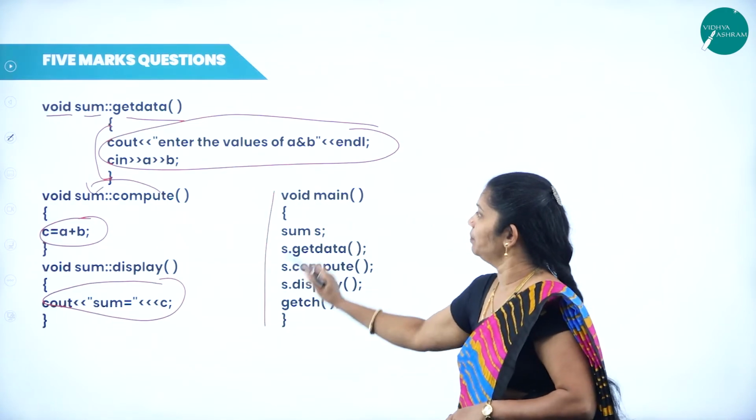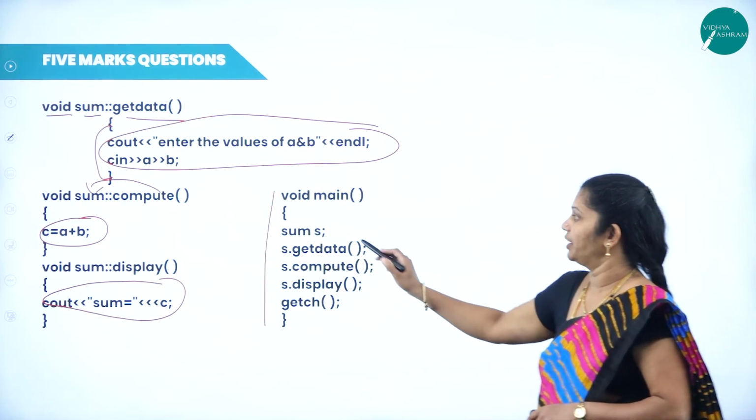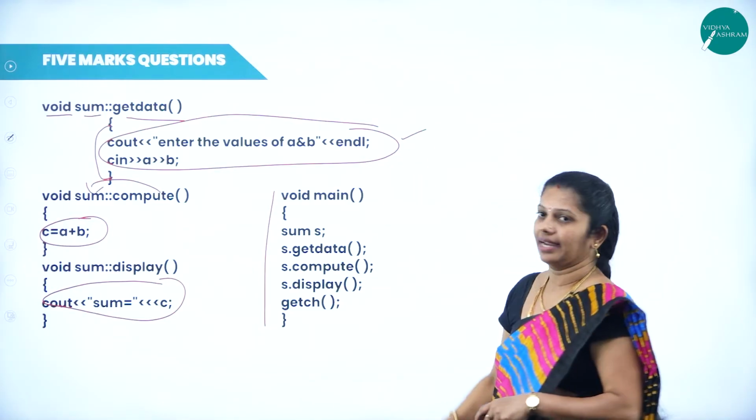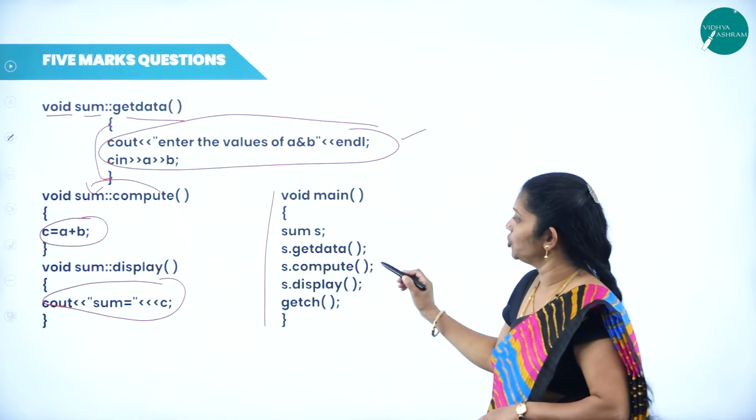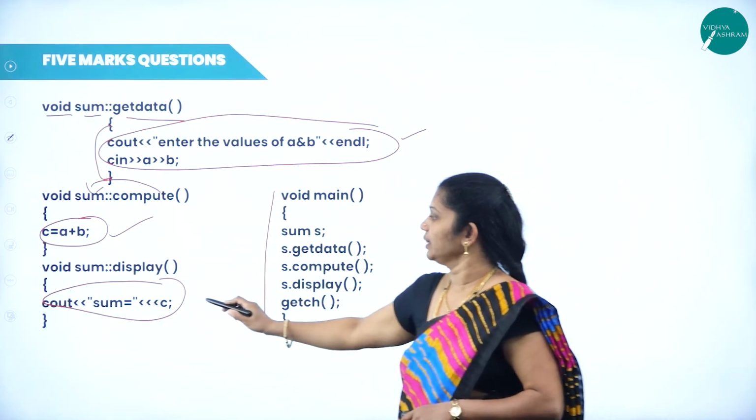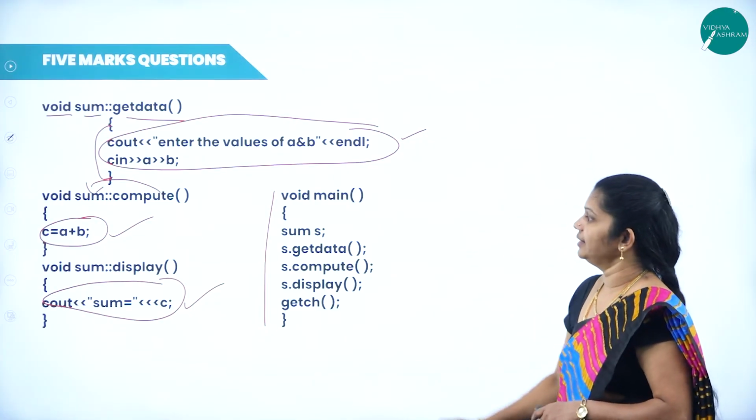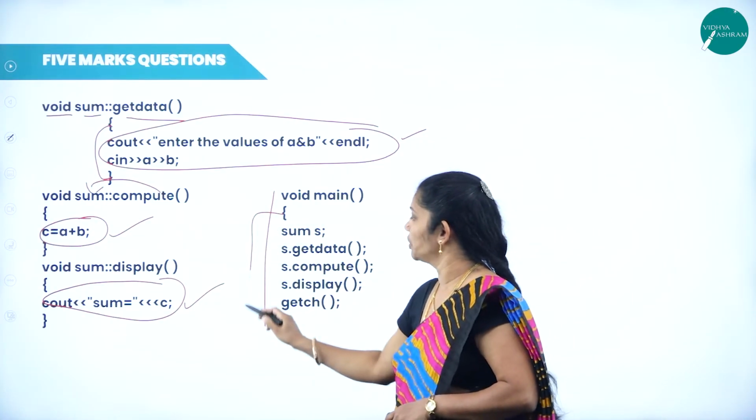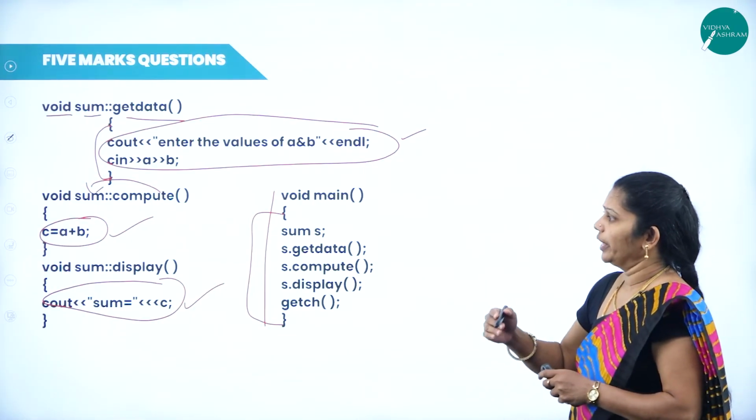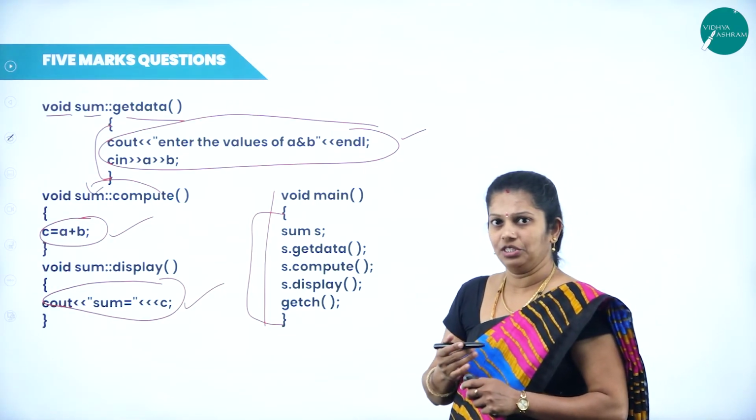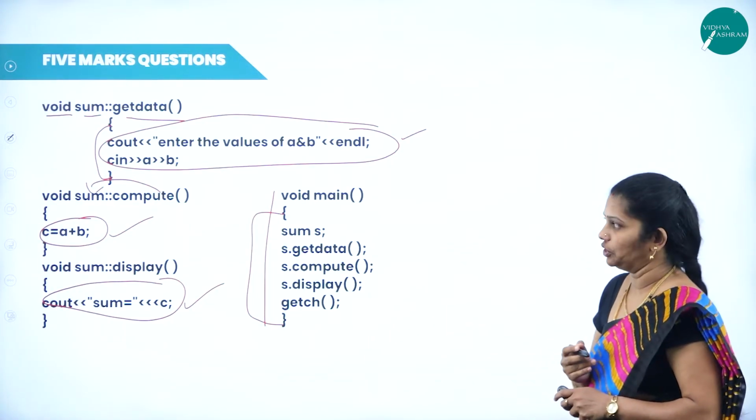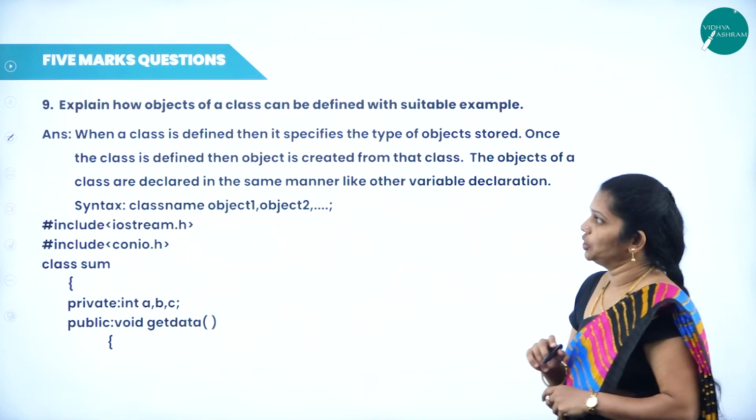Then finally in the main program, void main, we are creating an object. Then we call the function s.getData, then the getData part will execute; s.compute, then the compute part will execute; s.display, then the display function will execute; getch. Then whichever main program we opened, we close here. Now is it clear? This is a program to explain outside the class definition. The same program you can write by using inside class as well as outside class definition. Next, we'll move on to the next question.